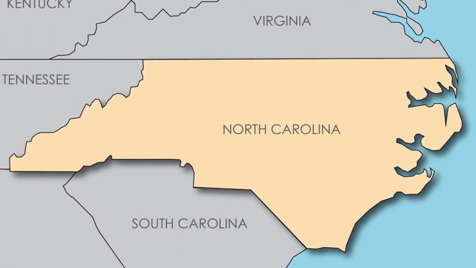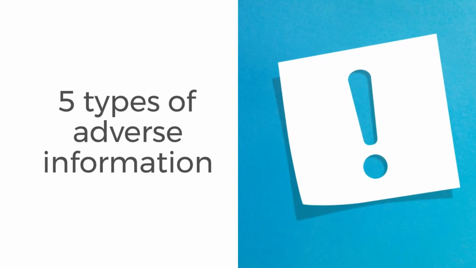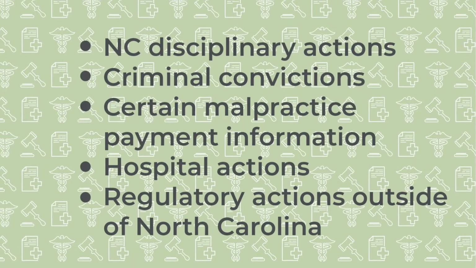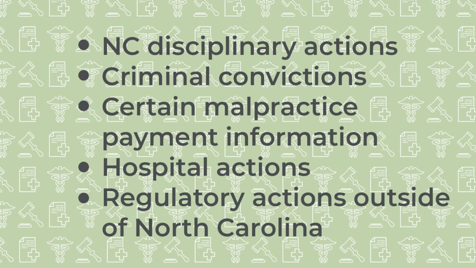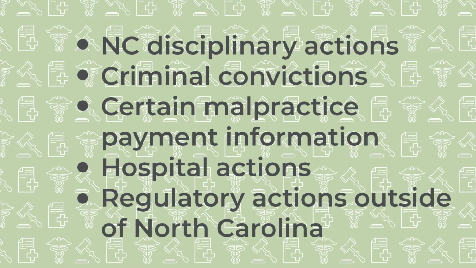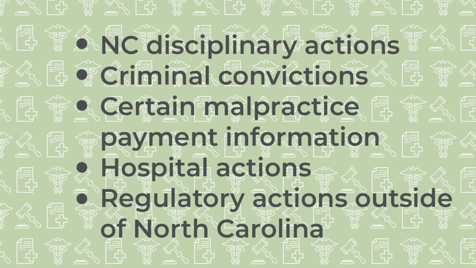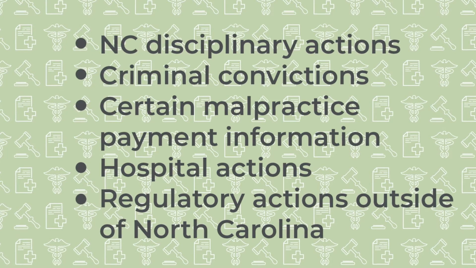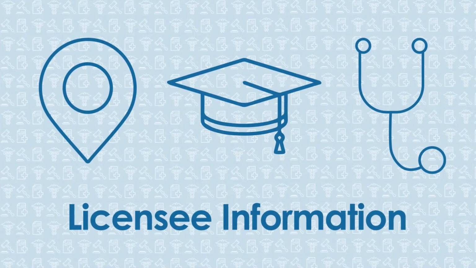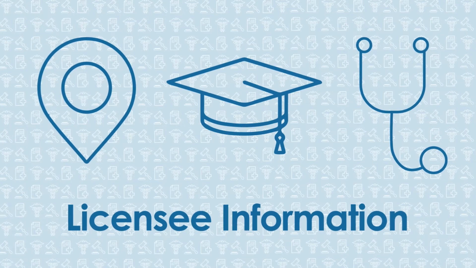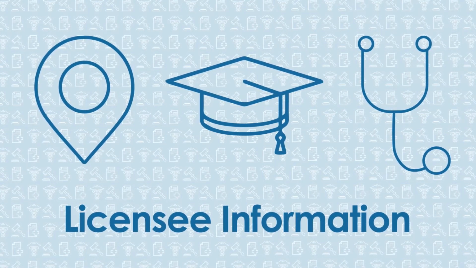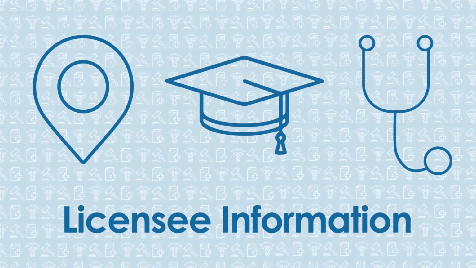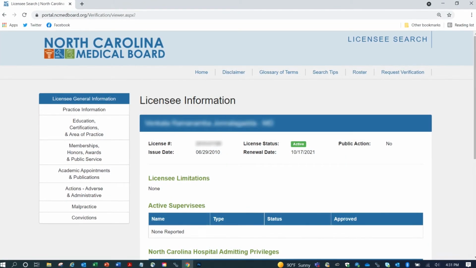North Carolina offers one of the nation's most comprehensive licensee profile pages. We collect and report 5 different types of adverse information. This includes North Carolina disciplinary actions, criminal convictions, certain malpractice payment information, hospital actions, and regulatory actions outside of North Carolina. All pages include information such as the address of the practice where the provider sees patients, information on where they went to medical or PA school, and what areas of medicine they currently practice.